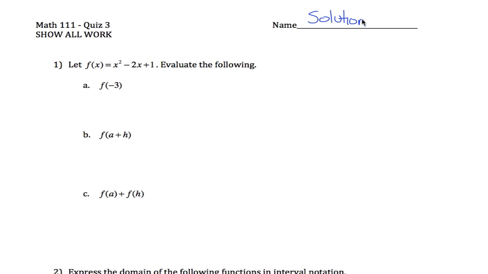Here are solutions to quiz 3 from Math 111. In the first problem, we're given this function here, f of x equals x squared minus 2x plus 1, and asked to evaluate all of these things. So it's kind of understanding this notation.